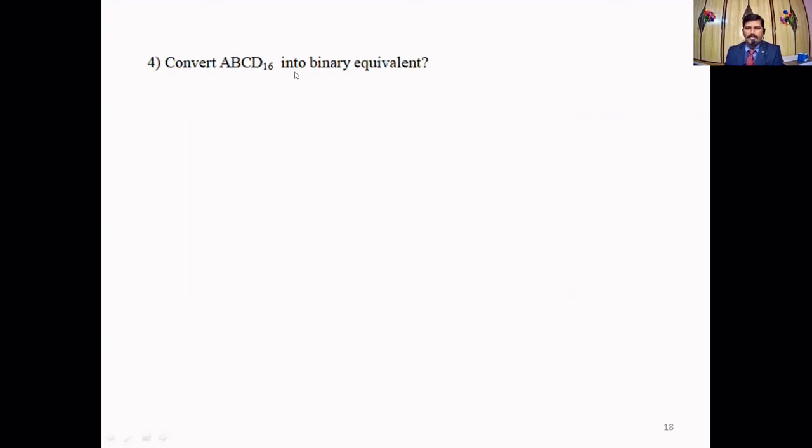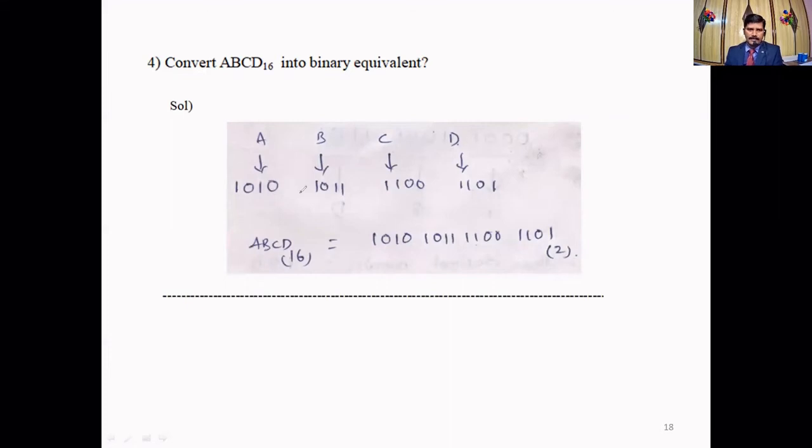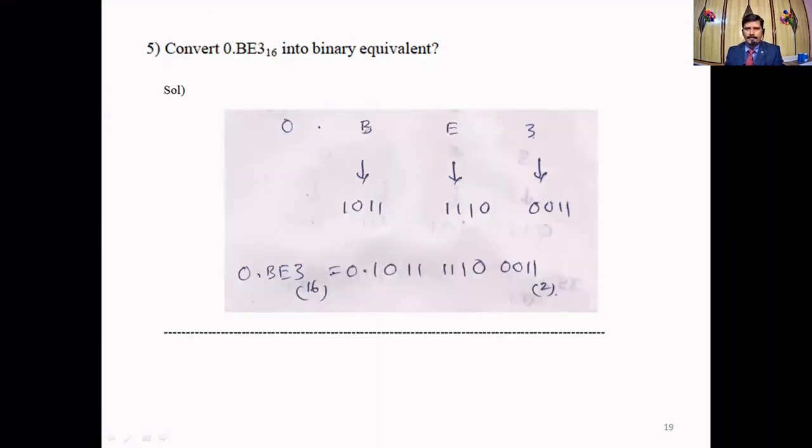Okay. A hexadecimal number is given, we need to convert it to binary. That means what? 4 bits, right? So observe here, A, B, C, D. A means 1010, B means 1011, C means 1100, D means 1101, and ABCD equals these combined. So this is the binary number. In this way, we can do conversion between binary and octal or hexa, 3 bits, 4 bits. So 0.BE3, then we can write 4 bits, and then directly convert easily. So this is the way.